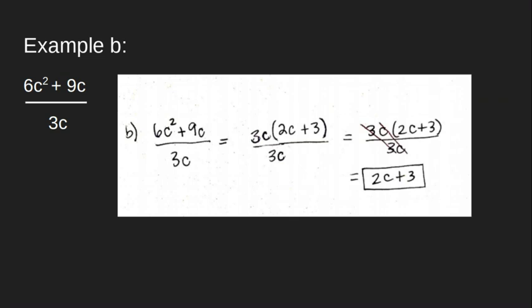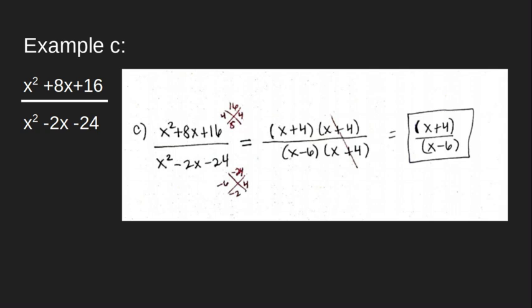So after I've factored out that common factor of 3c in the numerator, the 3's cancel, the c's cancel, and I'm left with 2c plus 3. Now, if you've got a binomial or a trinomial or any sort of polynomial in either the numerator or the denominator, you can't just cancel certain chunks. You have to factor out something because you can only cancel things that are being multiplied together.